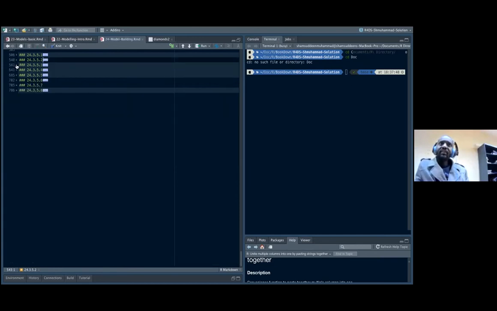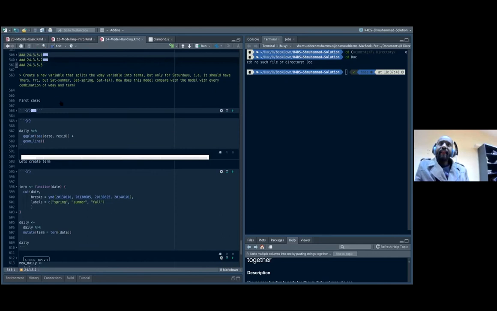So let's go to the next one. This one says, create a new variable that splits the day variable into terms, but only for Saturdays. That is, it should have Thursday, Friday, but Saturday summer, Saturday spring, Saturday fall.